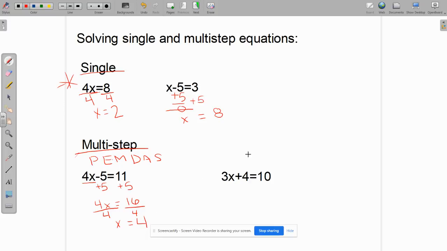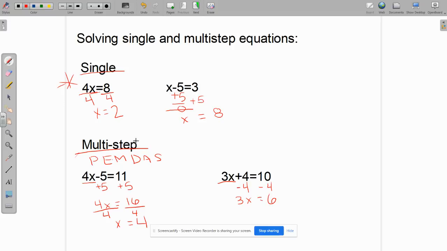So again, it's that reverse PEMDAS sort of step. I'm going to be starting with my addition or subtraction. First, I want to isolate the 3x, sorry. And by doing that, I see the positive 4, and I know that if I subtract 4 from that, meaning I would subtract 4 from both sides, that would give me 3x equals 6.